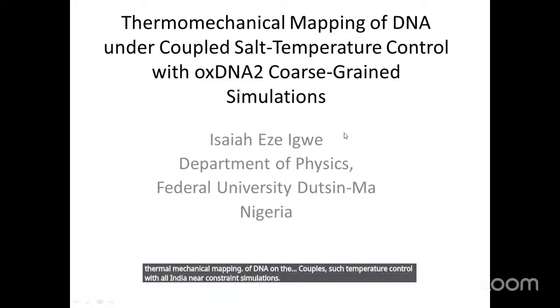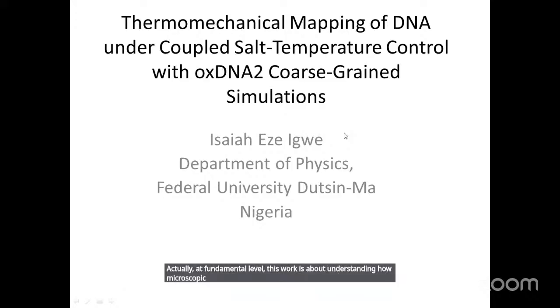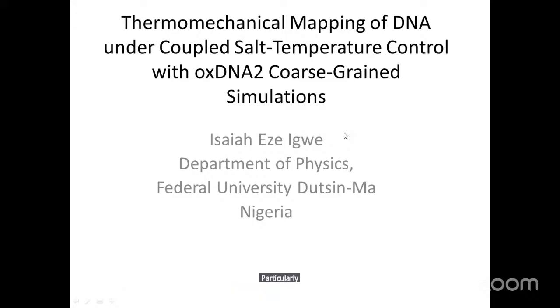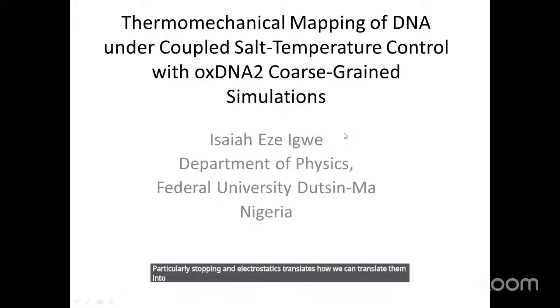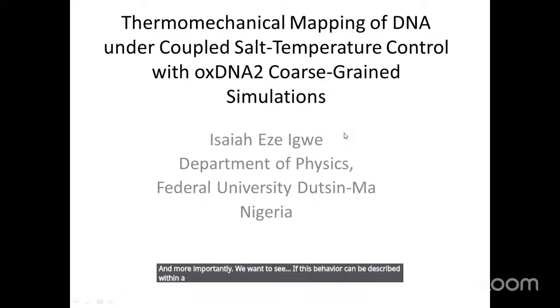At a fundamental level, this work is about understanding how microscopic interactions, particularly stacking and electrostatics, can be translated into the macroscopic mechanical behavior of DNA. And more importantly, we want to see if this behavior can be described within a unified physical framework.